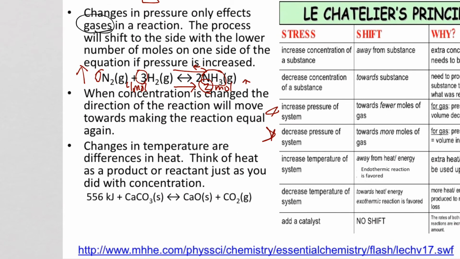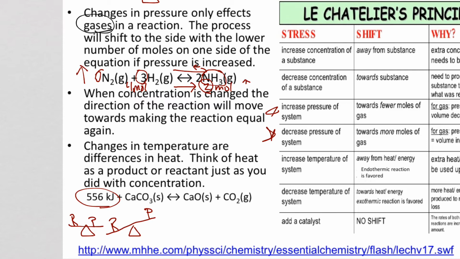Lastly, we talk about change in temperature, differences in heat. So think of heat as a product or reactant just as you did with concentration. I'm going to use this one down here below as an example. If I'm at equilibrium, I would be balanced, nice, even, reactants and products. If I were to increase heat, in this thermochemical equation, heat is a reactant. So that would make as if my teeter-totter had the reactants downward on the ground while products up in the air.